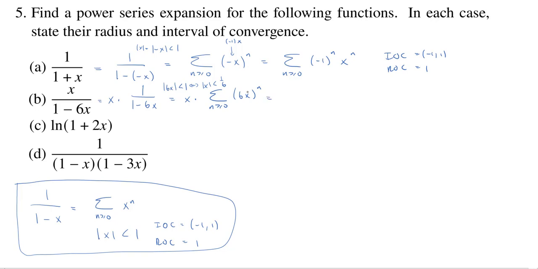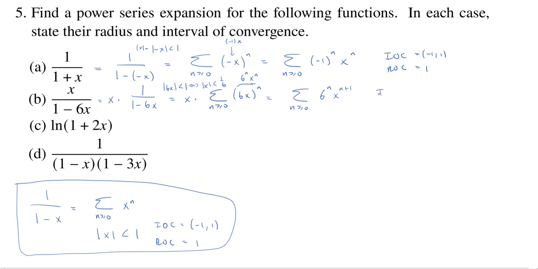All right, but let's rewrite this as a power series. I want to get the x's by themselves. So I can break this up as 6 to the n times x to the n, and then there's another x that I can distribute. So I'll get this series starting at 0, and when I distribute the x in, I'll get an x to the n plus 1, and then I still have this 6 to the nth power.